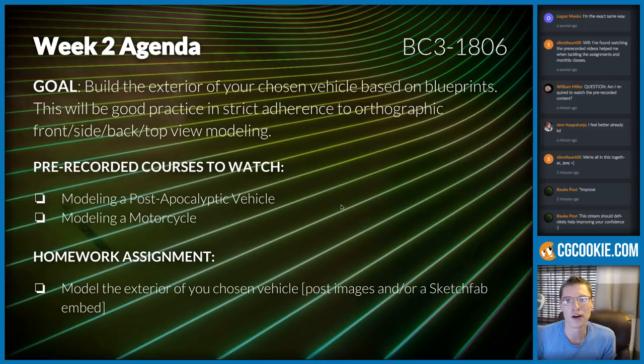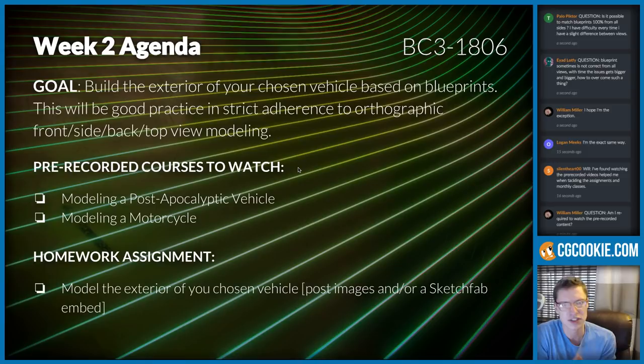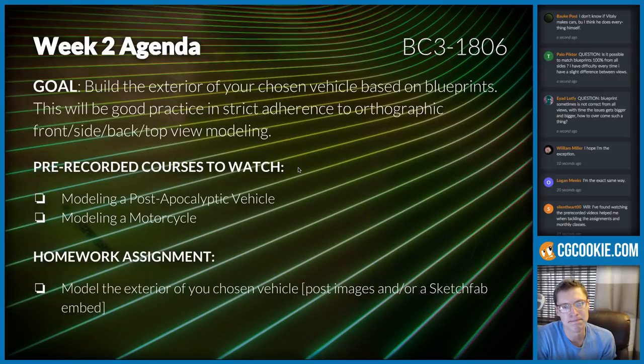But I will also say that in week four, we're going to do concept sculpting for a vehicle, just as practice, just to see the other side of the coin, just to try and create something unique from sculpting, in the context of a vehicle. But anyway, the curriculum is around orthographic blueprint-based modeling. The pre-recorded course to watch: modeling a post-apocalyptic vehicle. This one is from Jonathan Williamson, and it's a good one. It's been around for a couple years at least, and it's one of the last courses that he did, if I recall.